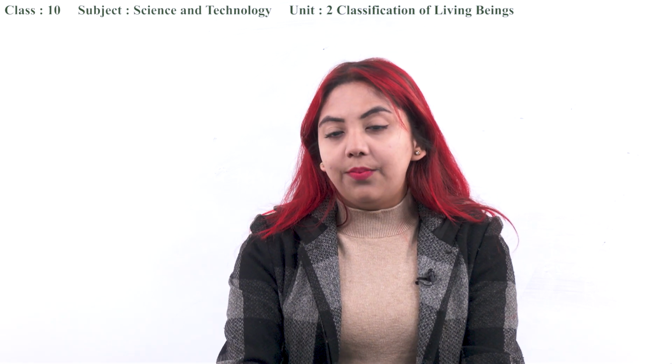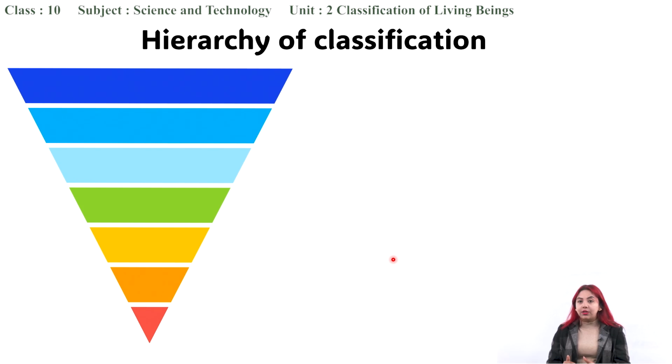Now let us study the next topic, that is the hierarchy of classification. There is a certain order in which the organisms are arranged in successive levels in a biological classification, and that successive level or order is called the hierarchy of classification. At the topmost hierarchy there lies the kingdom.